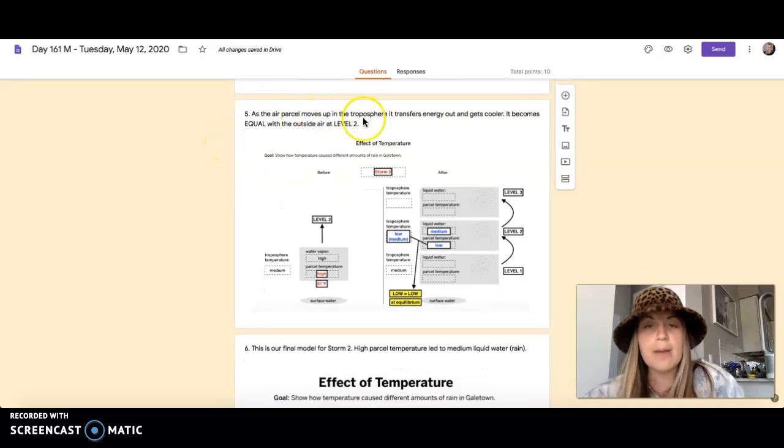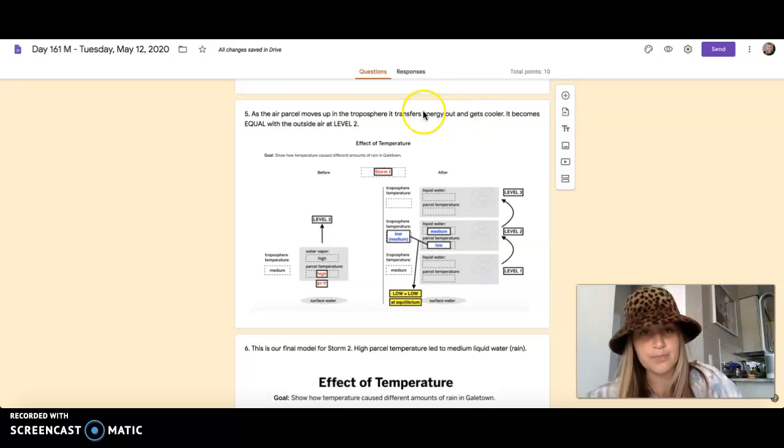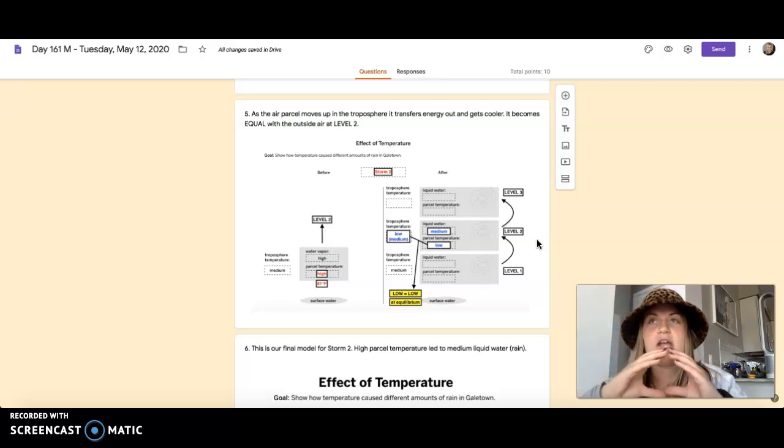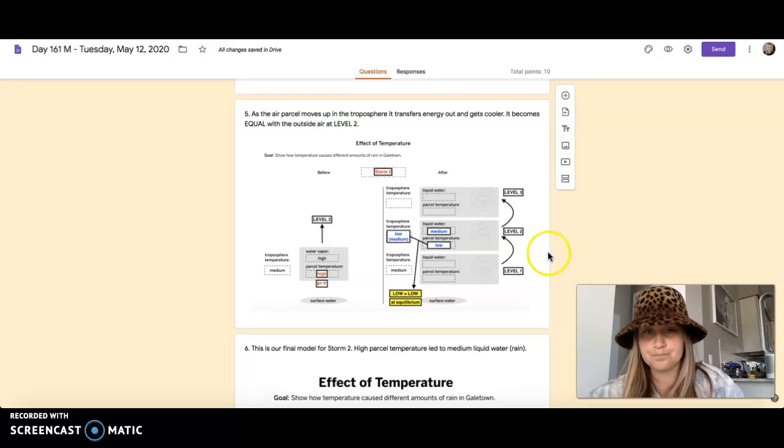As the air parcel moves up in the troposphere, it transfers energy out and gets cooler, right? So the air parcel is hotter, and then it's transferring energy out, and it's slowly getting cooler as it transfers its hot energy out of the air parcel. It becomes equal with the outside air at level 2. We've talked about what equilibrium means, but if you have forgotten, equilibrium means that it is equal. So now the air in the air parcel and the air surrounding the air parcel is the same. See here it says troposphere temperature low, parcel temperature low. Low and low, that's at equilibrium.